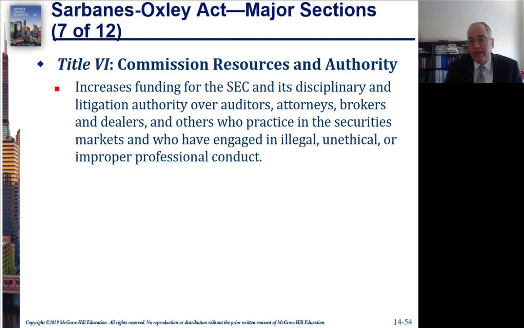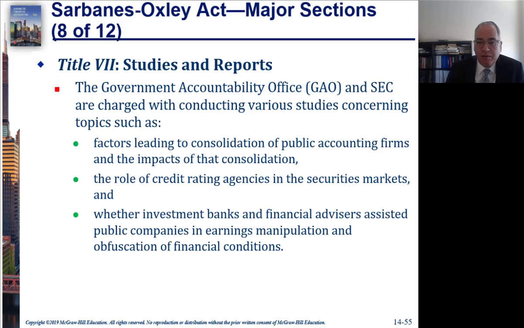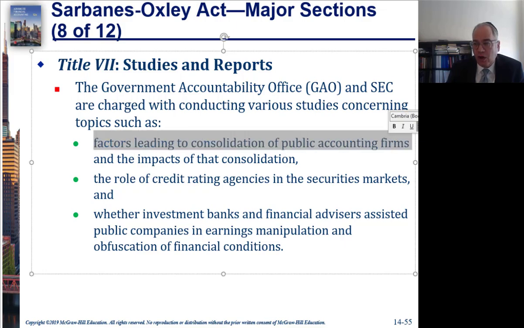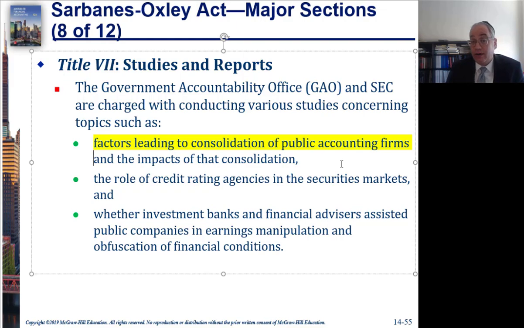It also gave more money to the SEC for disciplinary and litigation authority, because previously it was argued that the SEC didn't have enough resources to do its job. And a number of reports were expected to be written. The first is a discussion of the factors leading to consolidation of public accounting firms. When I first interviewed for my job in public accounting, there were 8 big accounting firms. Today there are 4. And there's real concern that 4 public accounting firms is not enough to do the job.